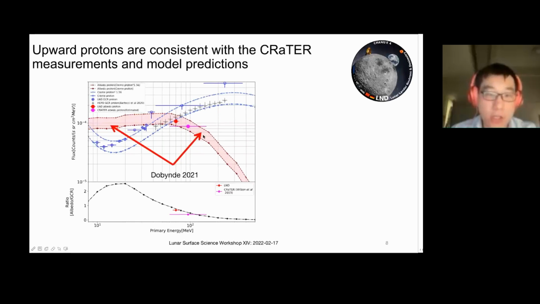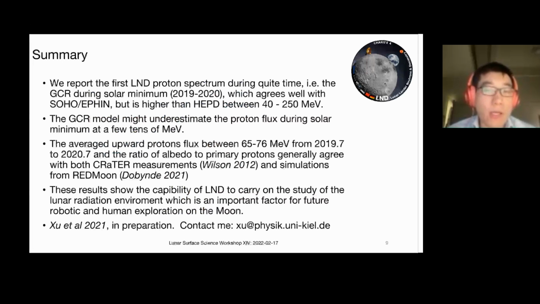And last is the ratio comparison. In the simulation, we get the albedo to primary ratio that changes over time, and the LND measurement ratio and the CRaTER ratio agree quite well with the simulation. Now, it's quite quick. I'm sorry for the time, but here's a quick summary.